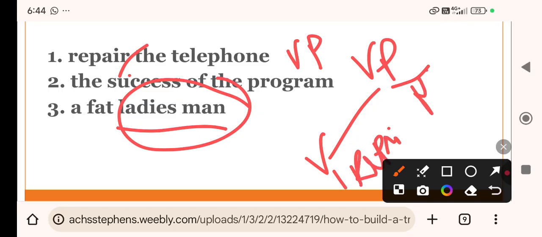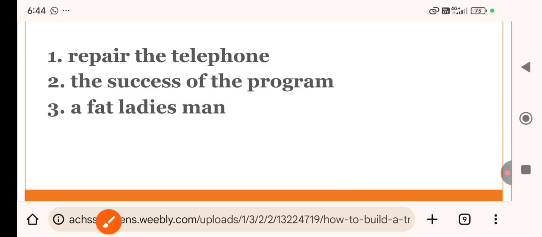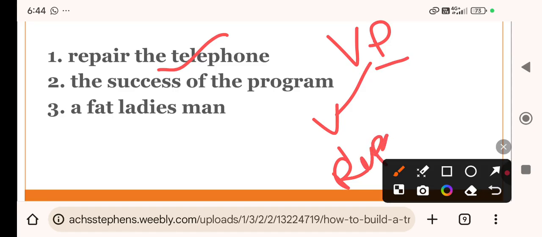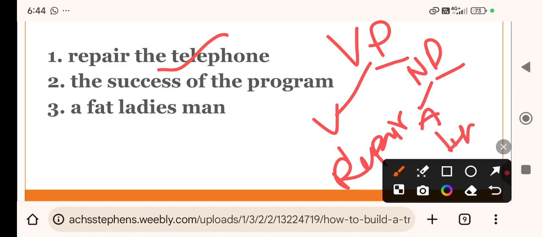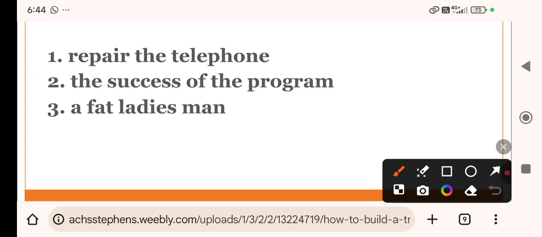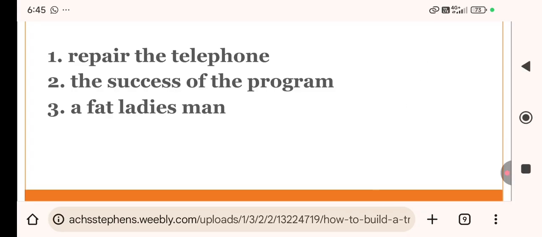Okay, then noun phrase. I'm making it again. That's a verb phrase, first one, verb phrase. Repair, the verb is repair, right? Then noun phrase. That's an article or determiner, the. Then telephone, noun, telephone. This is done. Then the success of the program is already done. A fat ladies man. A fat ladies man. That's a different kind of compound word.